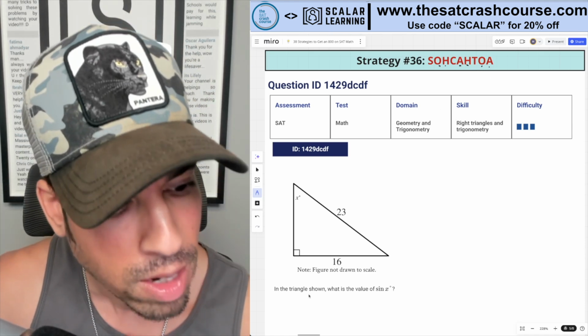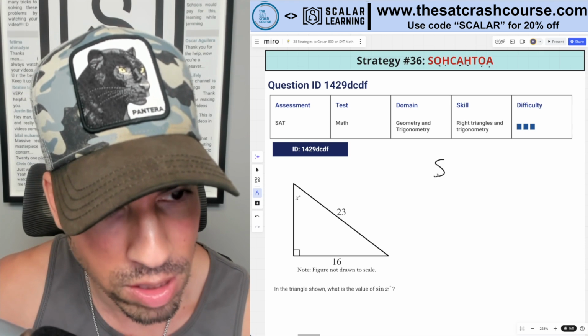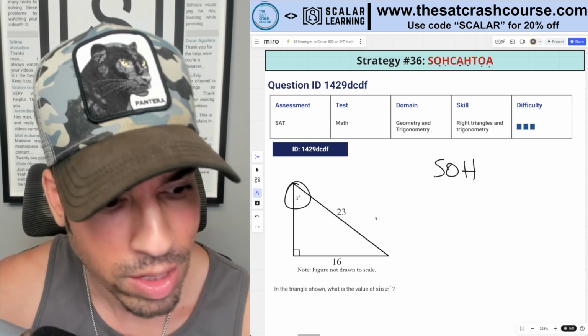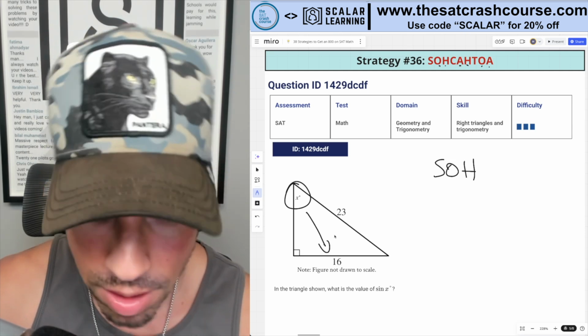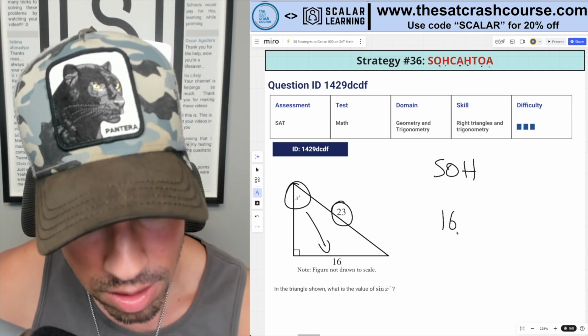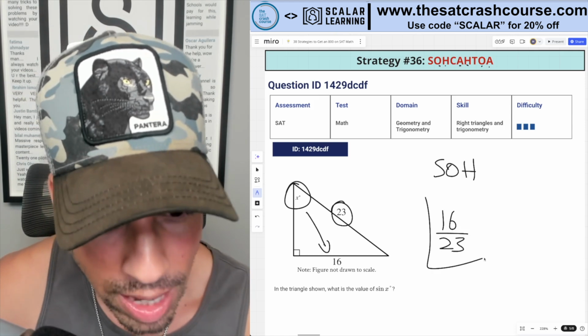So check this out. In the triangle shown, what is the value of sine? So again, sine of x, which is right here, is going to be equal to the opposite leg over the hypotenuse. That's it. We're done. It's 16 over 23. That's how you do it.